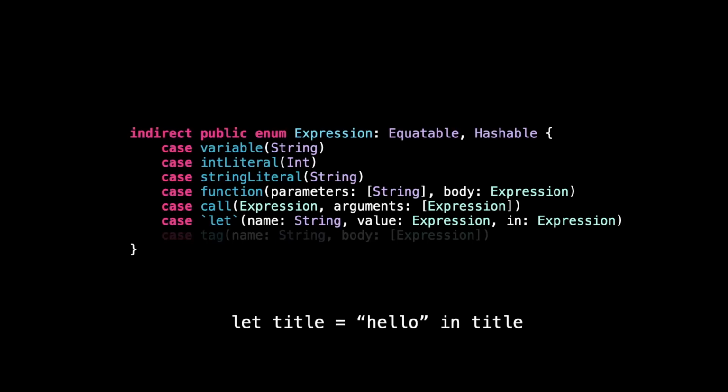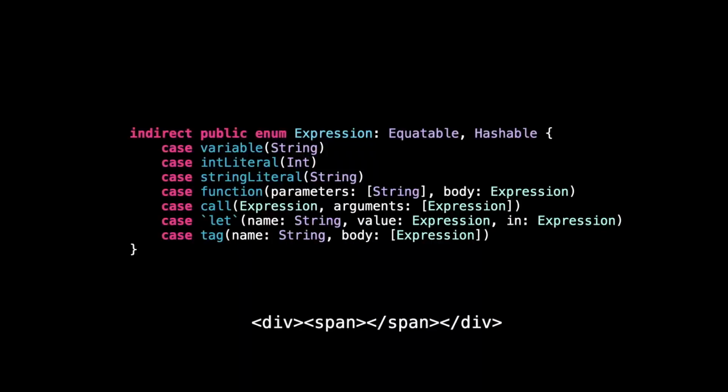And then finally we have let definitions. A let definition contains a variable name, then the value for that variable name, and finally the body. And within that body, the variable should be in scope. And there's a tag, of course. Tags have a name and then a list of expressions.